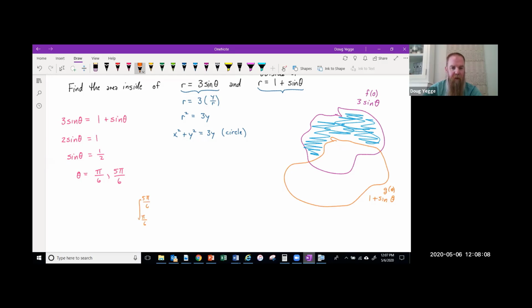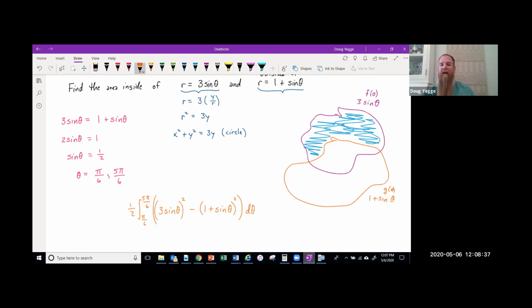And now for our formula. It's 1/2 times the outer curve squared, which is 3 sine theta squared, minus the inner curve squared, which is 1 plus sine theta squared, d theta.